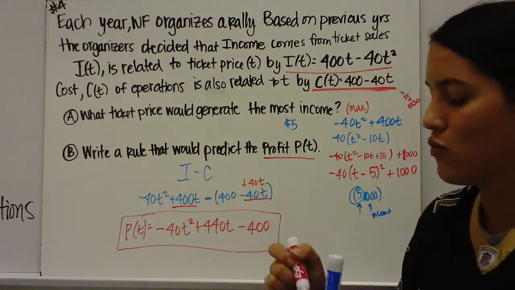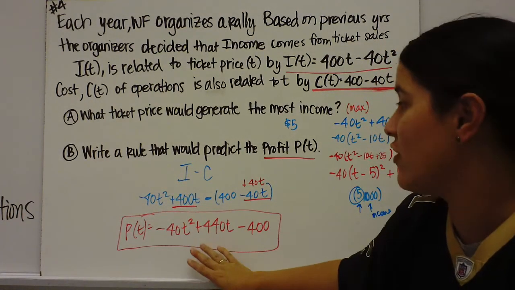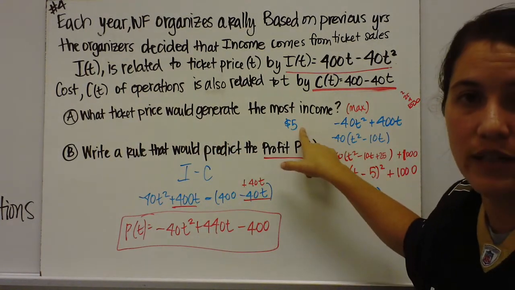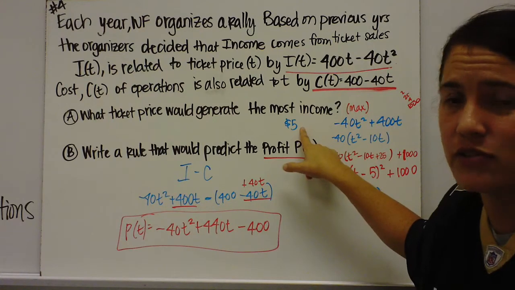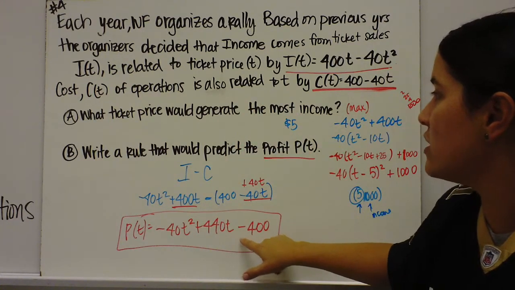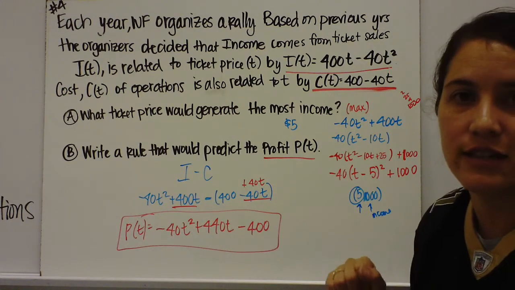Now all it's asking is for a rule. It's not asking us to solve it. So we have a rule for a profit. So what price would generate the most income? $5 ticket prices. You don't really want to go more than $5. That will affect your income. And then this is the rule that would predict the profit of our ticket sales.